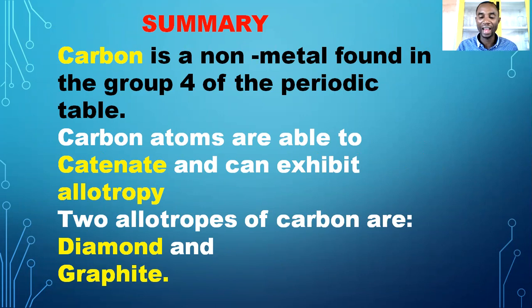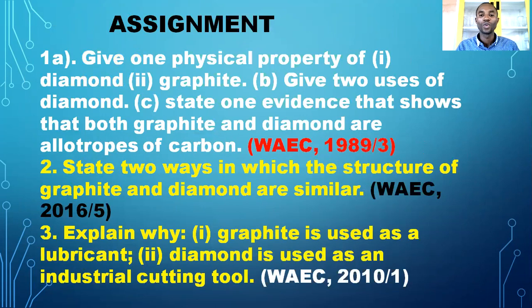Take it seriously, and for further discussion and inquiry, do well to still contact me, but you do this assignment on your own. Now, number 1, give one physical property of diamond and graphite. Number 2, give 2 uses of diamond. Number 3, state one evidence that shows that both diamond and graphite are allotropes of carbon. This is WAEC question 1989.